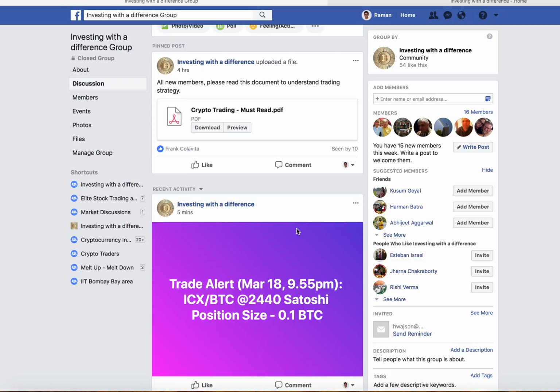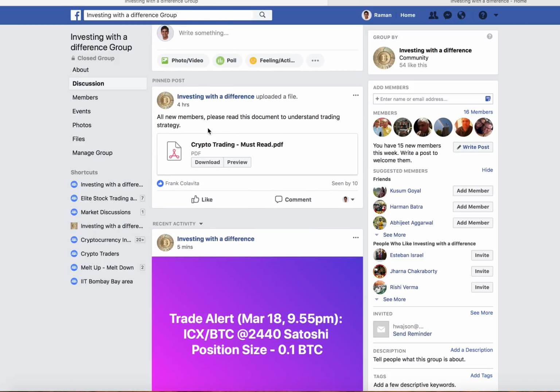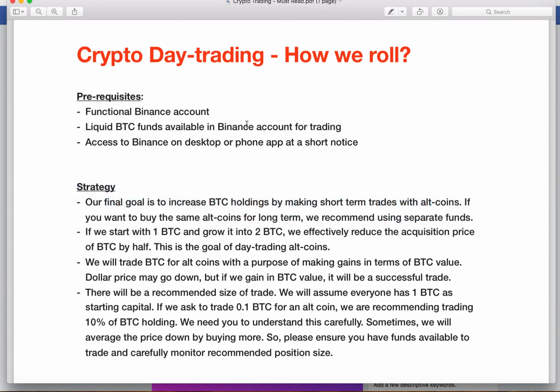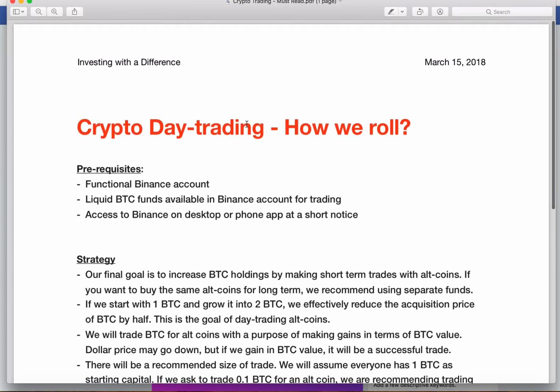If you are having challenges, let's start with first of all, I would like to highlight that this is the document which I had uploaded. So what we did is we created some guidelines as well as overall strategy of why we are doing crypto trading, what are the goals. So let's open that document here. So this is something which is pinned right now on the top of the Facebook page, and it's also available in the file section.